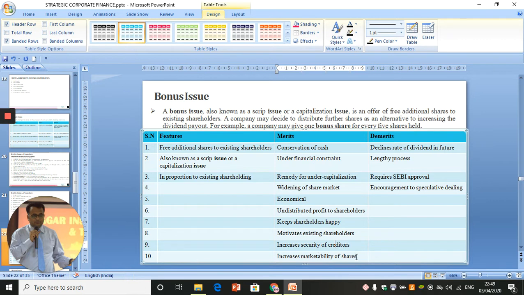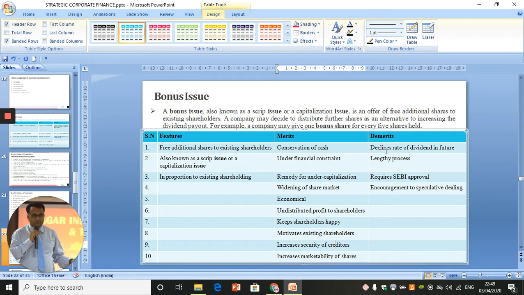Increases marketability of shares, because the number of equity shares increases, and so automatically there will be some impact in prices, and there will be more mobility, more velocity in trading. So it will help in increasing marketability of shares.